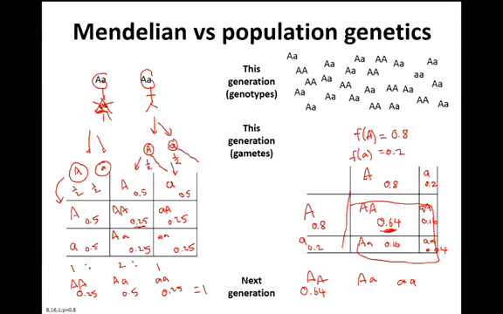And how many will be heterozygotes? 0.32, good. And the homozygotes will be 0.04. Okay. So this is how you think about population genetics in terms of the alleles and the frequencies flowing from one generation to the next.